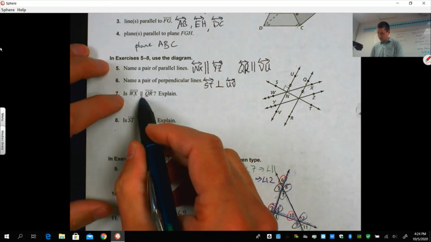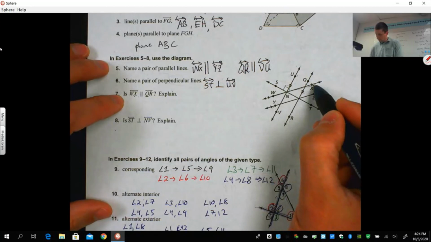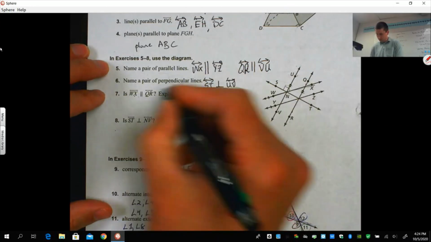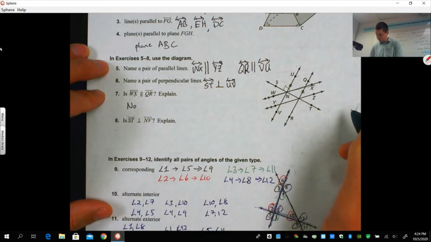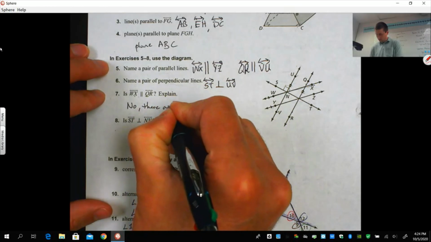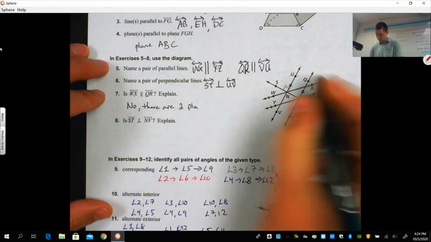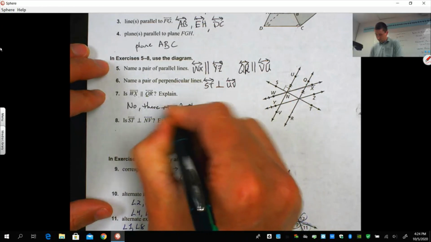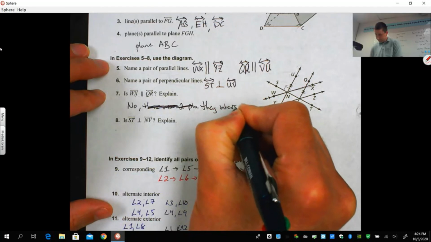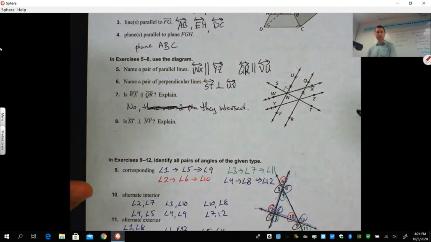Is WX parallel to QR? So where's WX? There's WX. Is it parallel to QR? No. Why not? I'm just going to put they intersect. Okay? That's why not. They intersect. Parallel lines can't intersect.